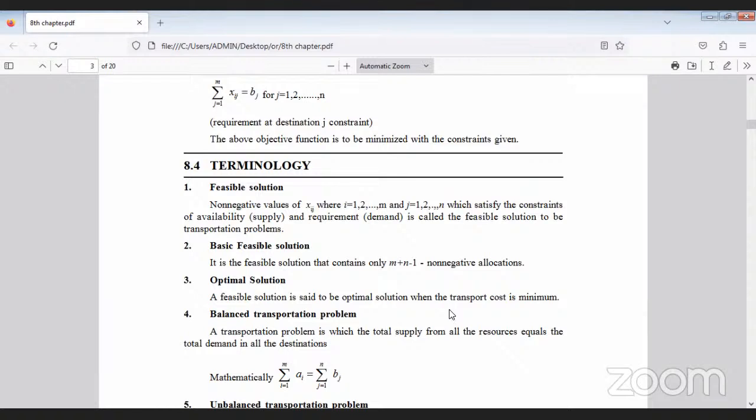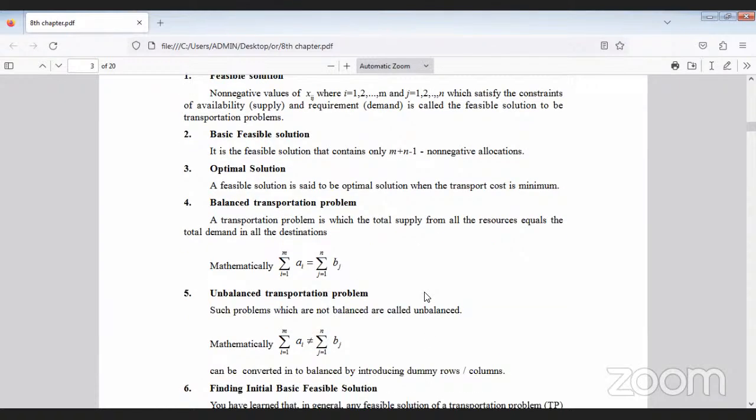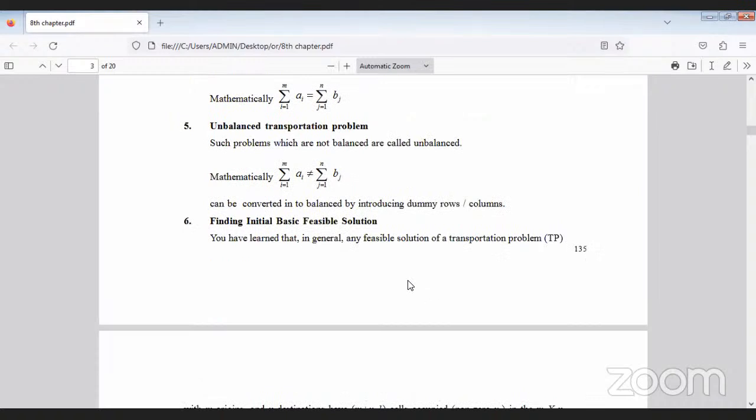Balanced transport problem: a transport problem in which the total supply from all the sources equals the total demand at all the destinations. Mathematically we write summation of i equals 1 to m of a_i equals summation of j equals 1 to n of b_j. Otherwise we call it an unbalanced transportation problem.